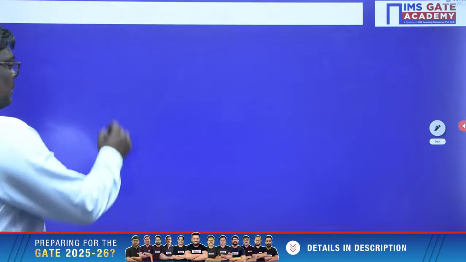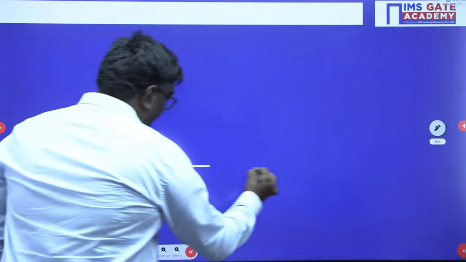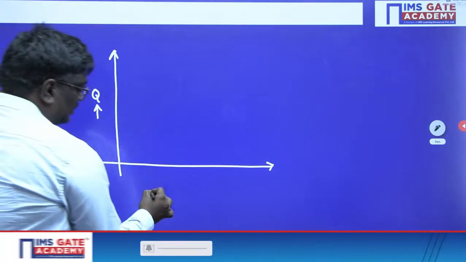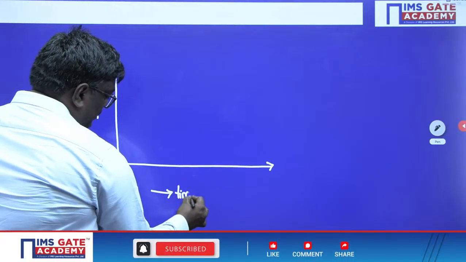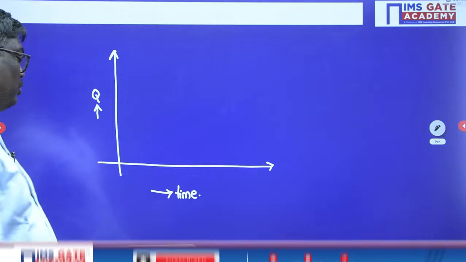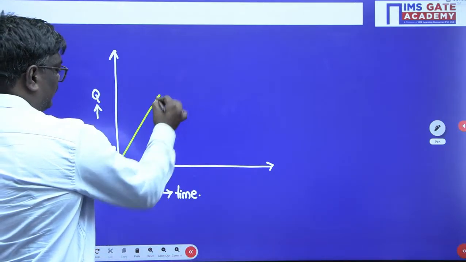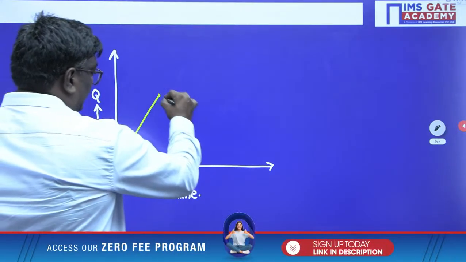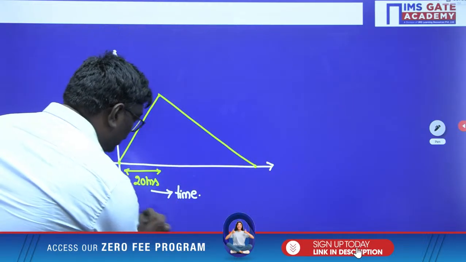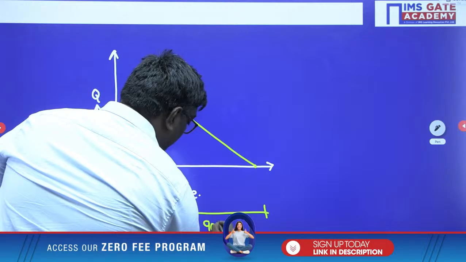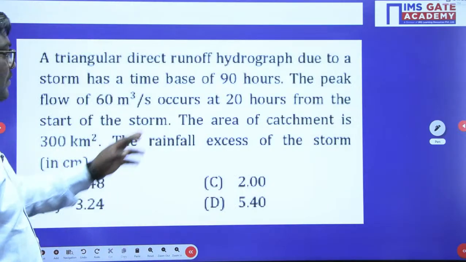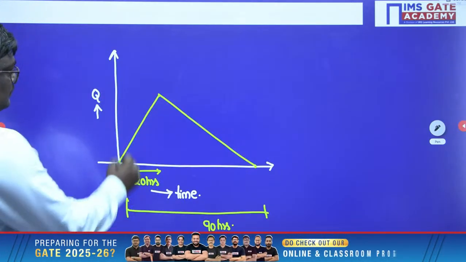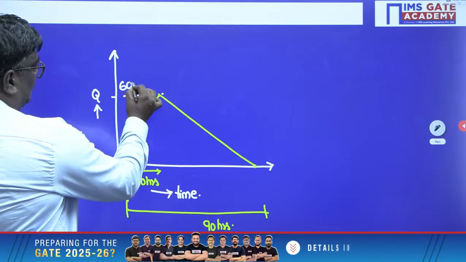Now let me tell you here. If you see the graph here, it is discharge versus time. My dear students, here they have told that it is reaching the peak value in the first 20 hours only. And the overall duration is how much? 90 hours. They have given that. And what is the flow? Peak flow is 60 meter cube per second.